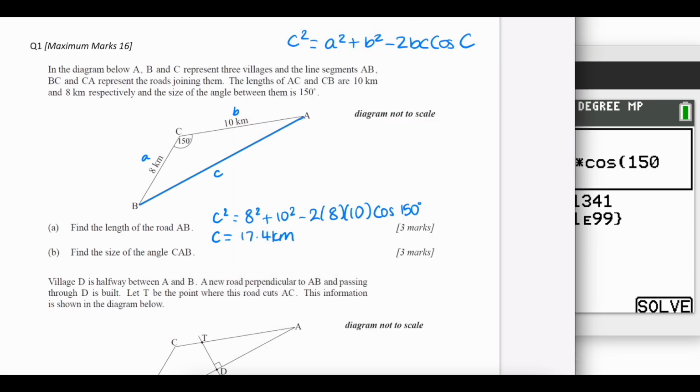And then part B says find the size of angle CAB. So C to A to B. C to A to B is this angle here. So that's what I'm trying to find. That's what this means. You're drawing from C to A to B.